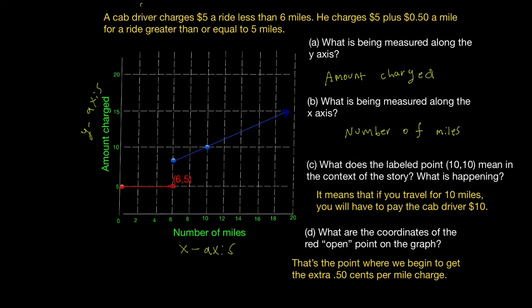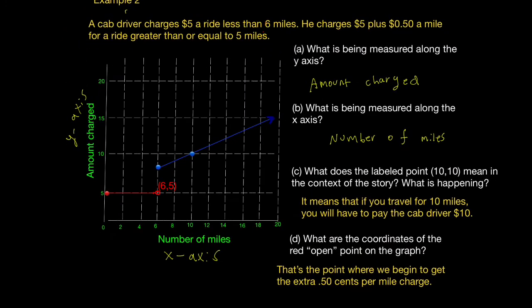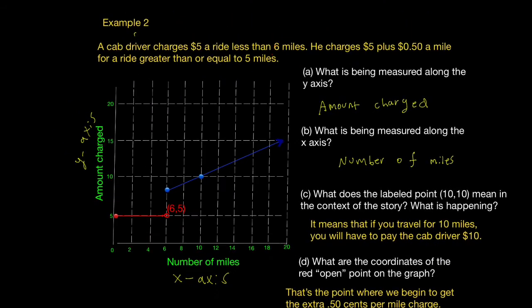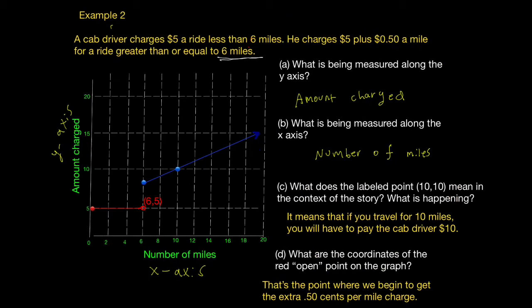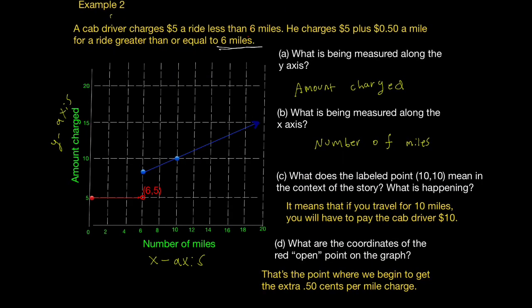So there you have it. You have 2 examples. Please refer to them. Hopefully you wrote them down. And I apologize, I made a small error. It should be 6 miles, not 5, because at 6 miles is where we begin to get that 50 cent charge. So please work on the formative examples and refer to these problems.